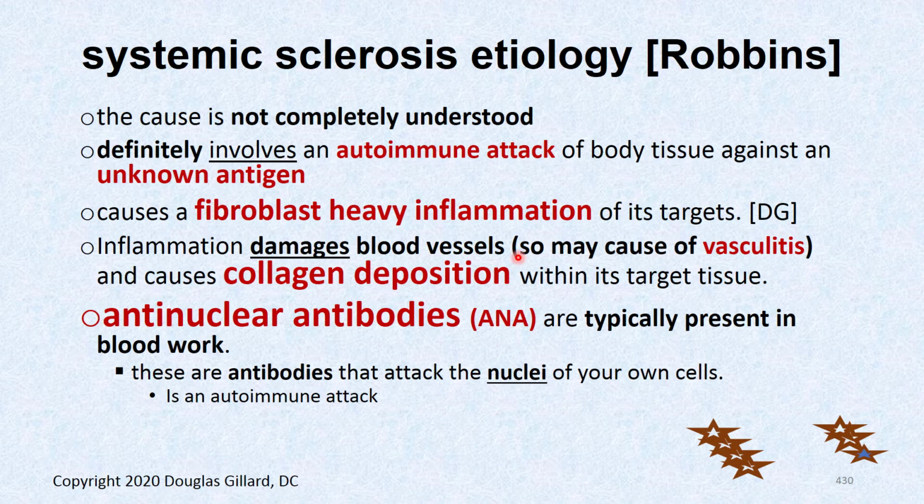And not only does it cause inflammation, but it causes a fibroblast-heavy inflammation. And fibroblasts, of course, their job is to spit out scar tissue and repair, but they spit out more scar tissue than repair things, and you get gunk and collagen deposited in the tissues. With regard to testing, the ANA is usually positive in these patients, so your anti-nuclear antibody test. And these are antibodies that attack the nuclei of your own cells and destroy them.